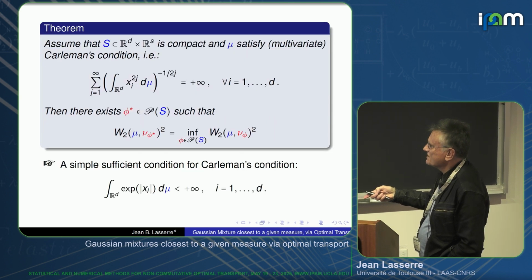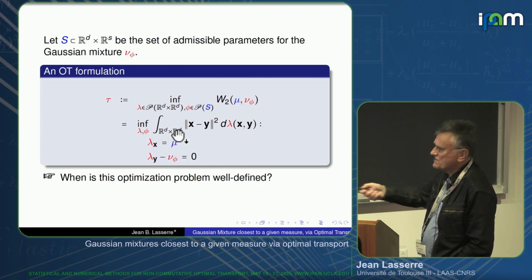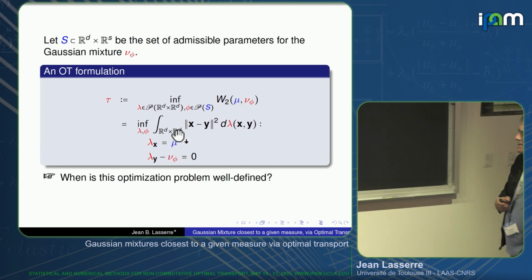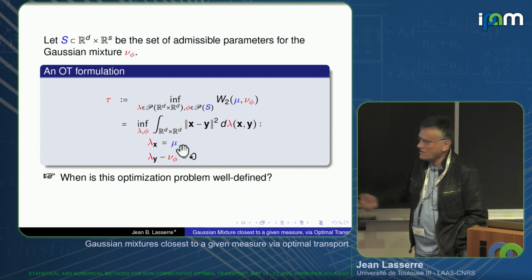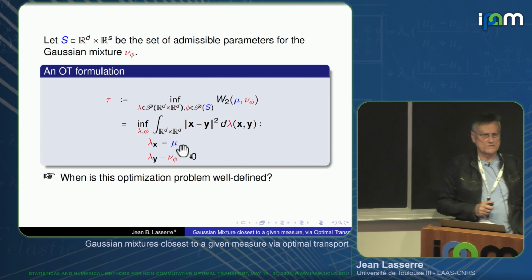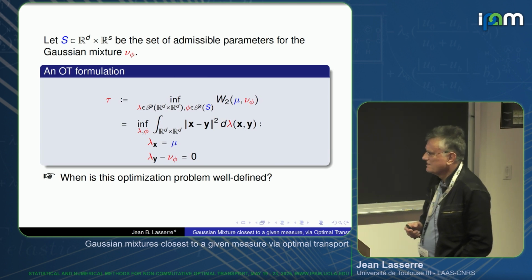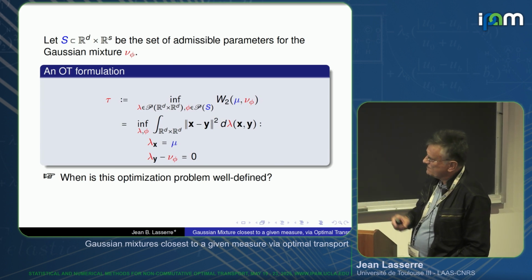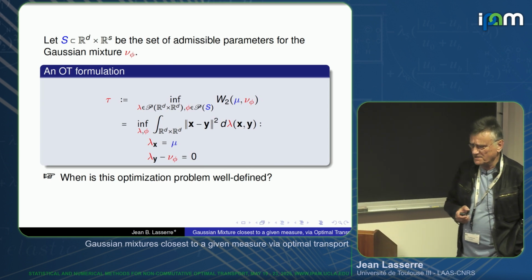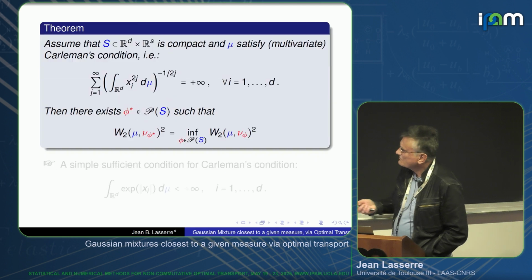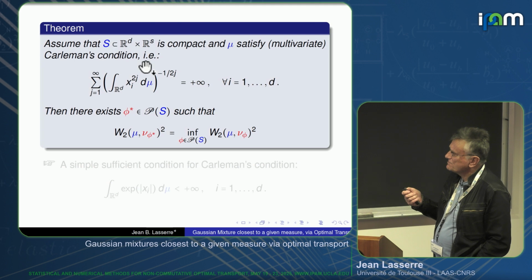Sorry, I made a mistake. So the second marginal, you see, now it's an equation between the second marginal of the distribution lambda y, which should be equal to nu phi, but nu phi is also not known. So it's an element of the problem that you have to minimize. So this is the problem that we want to solve. And when is this optimization problem well defined?